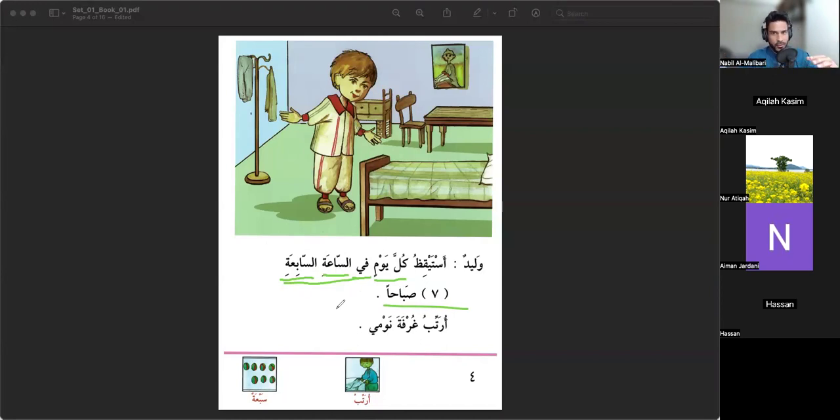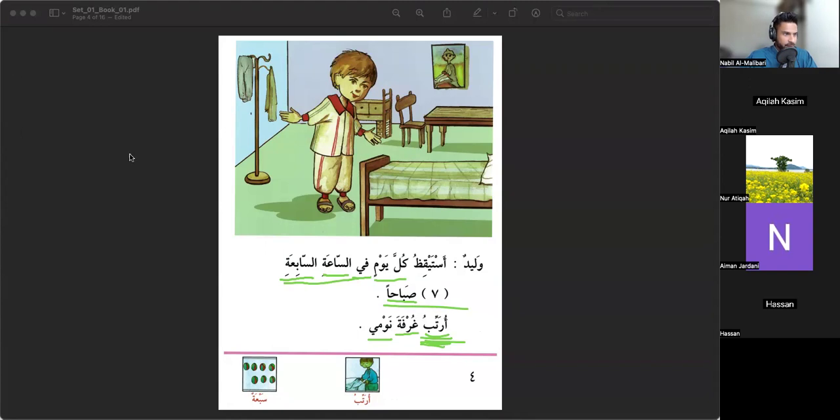Is it in the evening or in the morning? Sabahan, from the word subh, in the morning. So he wakes up at 7 in the morning. I'm not sure if he prayed Fajr or not. Urattibu, I arrange or I make, ghurfata nawmi. Ghurfa means room, nawmi means my sleep. In this context, it means my bedroom. I arrange my bedroom.